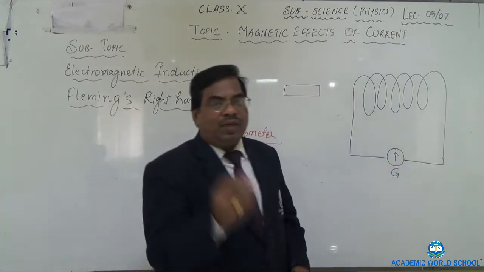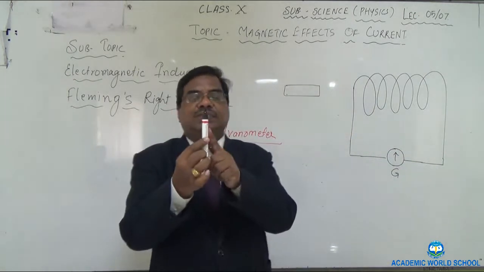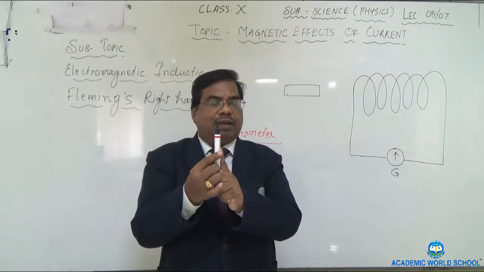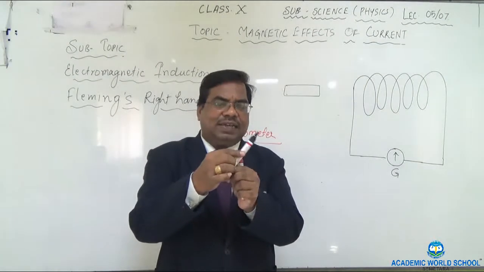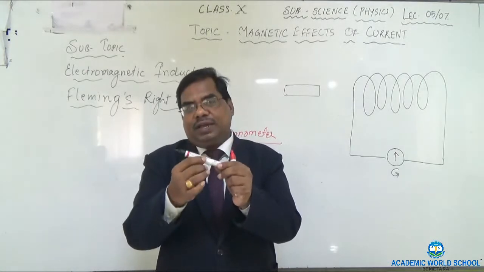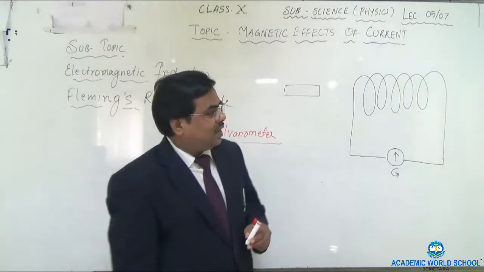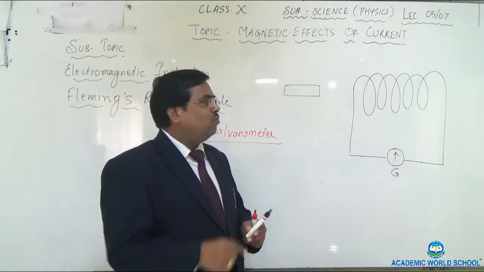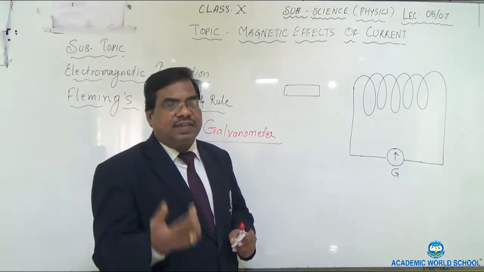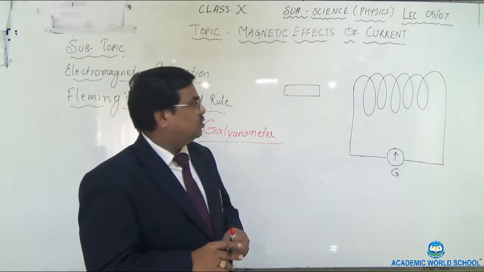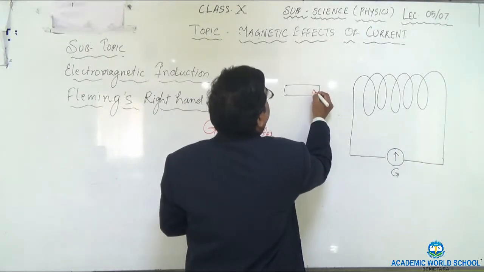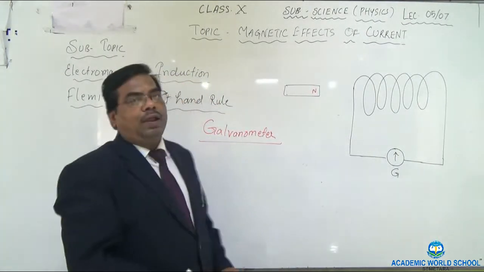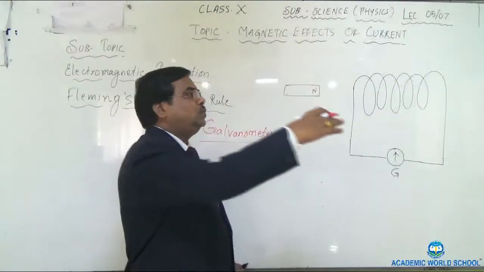The pointer of the galvanometer always remains in the middle. Whenever current flows, it will tilt or deflect in that particular direction. So by knowing the direction of the needle, you can say that yes, there is a flow of current or not. So what Michael Faraday did, he first took the North Pole and brought it towards the coil.